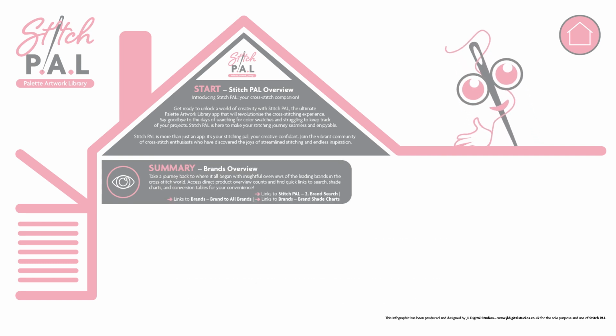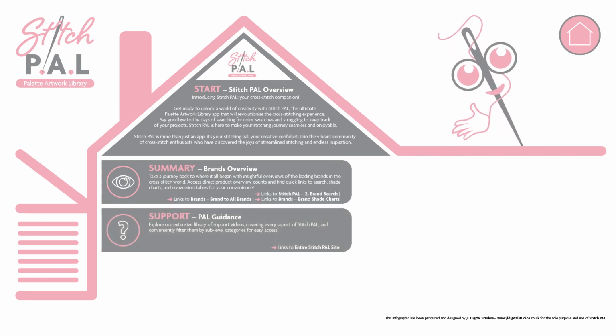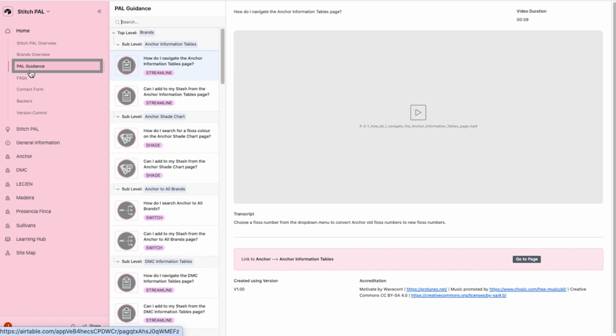Explore our extensive library of support videos covering every aspect of StitchPal and conveniently filter them by sub-level categories for easy access. The handy StitchPal short name for PAL Guidance is Support. PAL Guidance can be found under the top level category Home and then PAL Guidance as highlighted. PAL Guidance is your hub for all tutorial videos about how StitchPal and its features work.